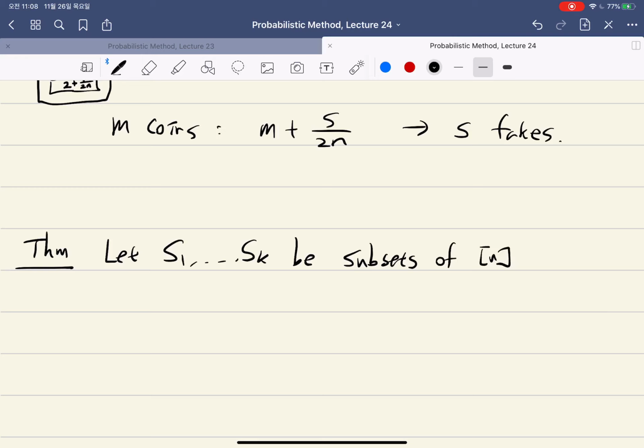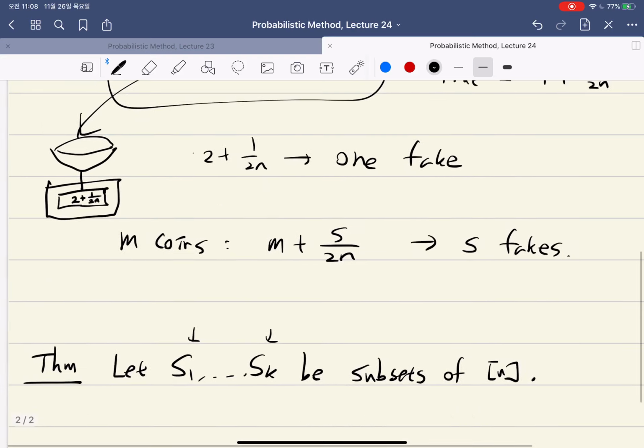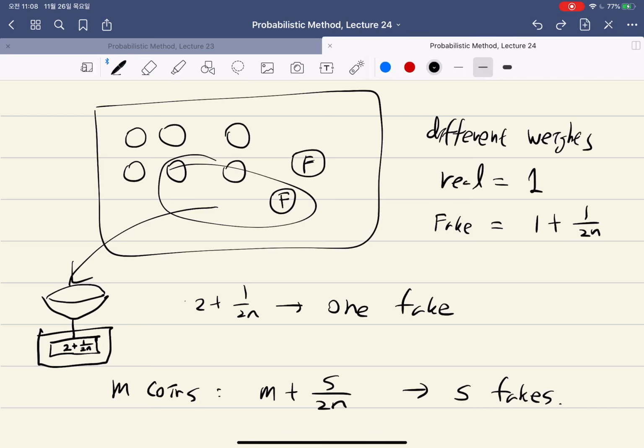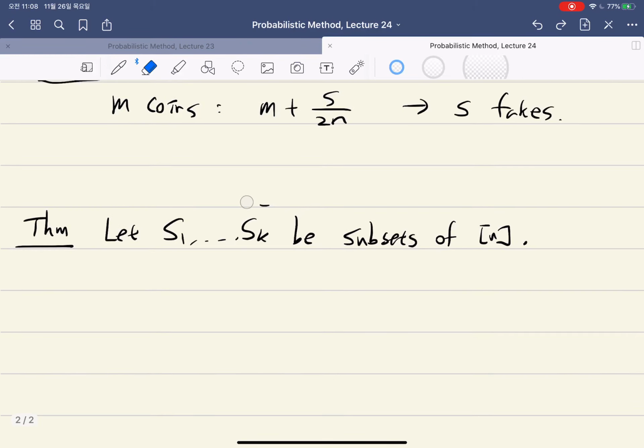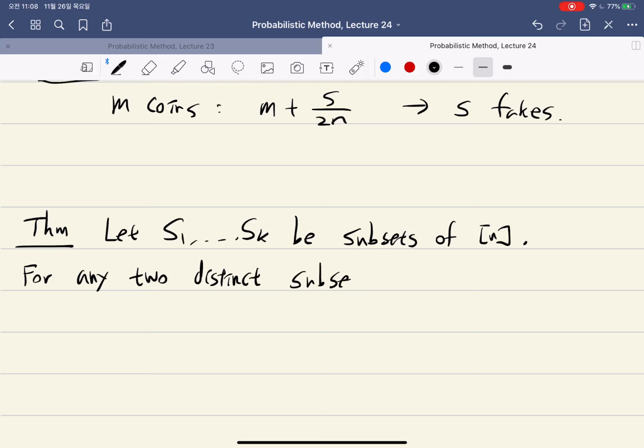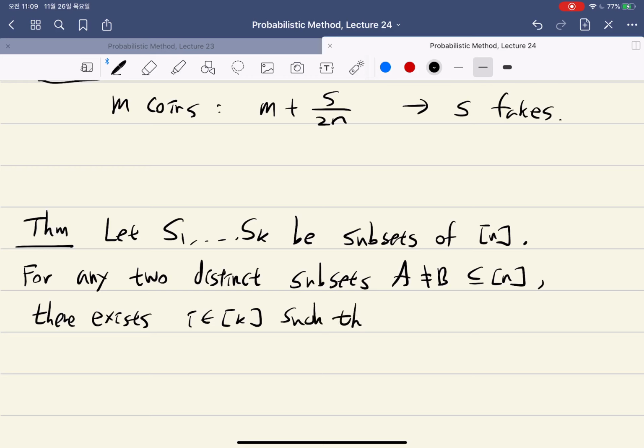So we can phrase this in this way. Let's say S1 to SK be the subsets of [n], which are the piles that we want to weigh at the ith time. Then for any two distinct subsets A and B, there exists i such that Si intersection with A has different size than Si intersection with B.